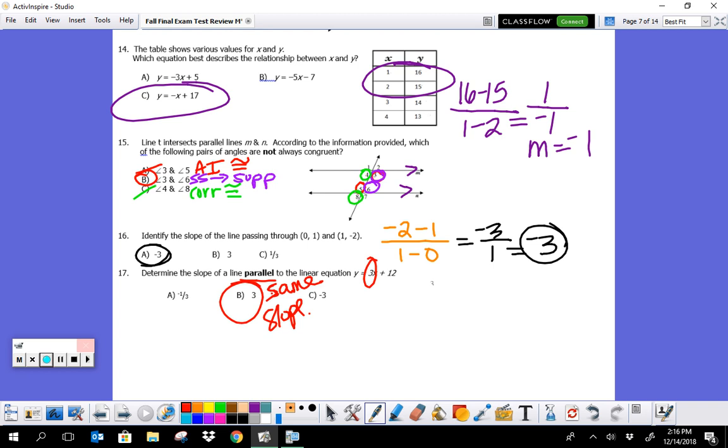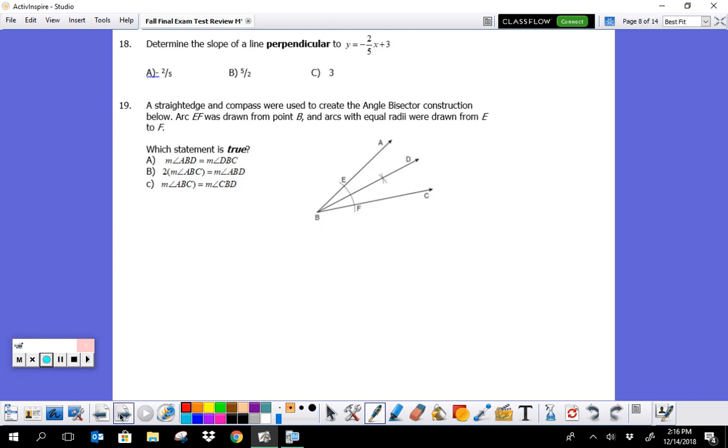Number 18, determine the slope of the line perpendicular. So the slope here is negative 2 over 5. Perpendicular lines have opposite reciprocal slopes. The opposite part of that means if it was negative, now it's positive. So we know our slope is going to be positive. Reciprocal means you flip the fraction. So that's going to be positive 5 over 2, which is B.